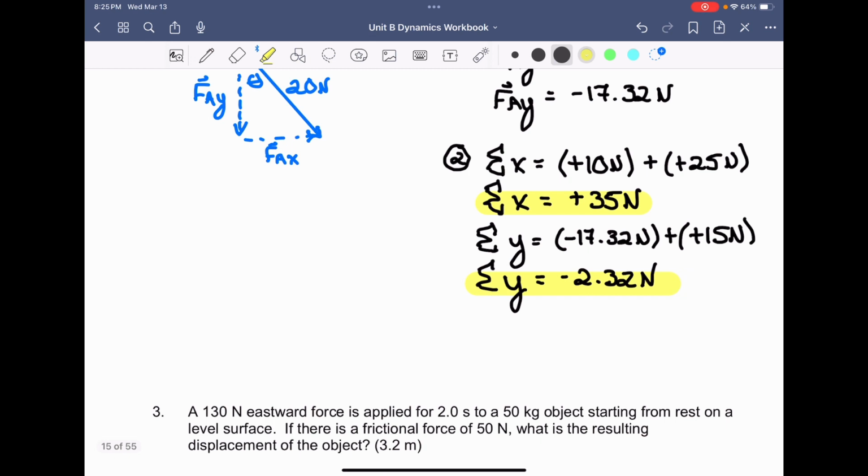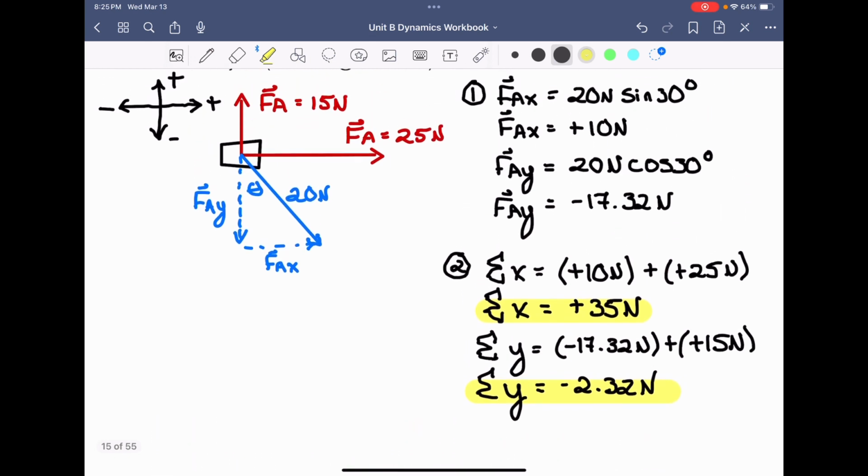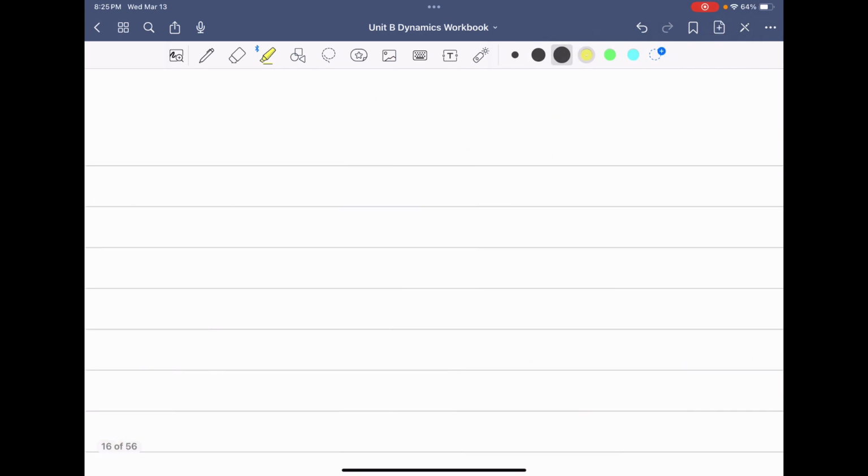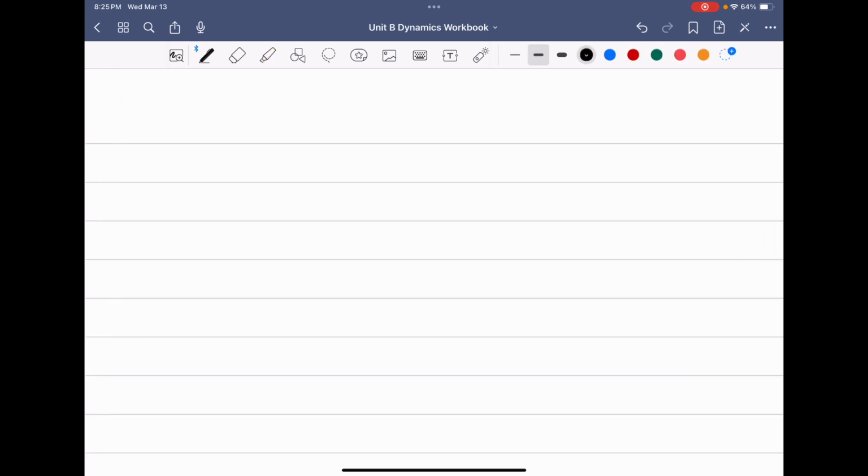So based on the amount of room we have here, what I might do is just open up another page so that we can put it all together on that next page. So I'm going to insert a blank page here, and here's what we're going to do. We have positive 35 newtons in the east direction. So I'm going to draw a vector arrow in the following way.